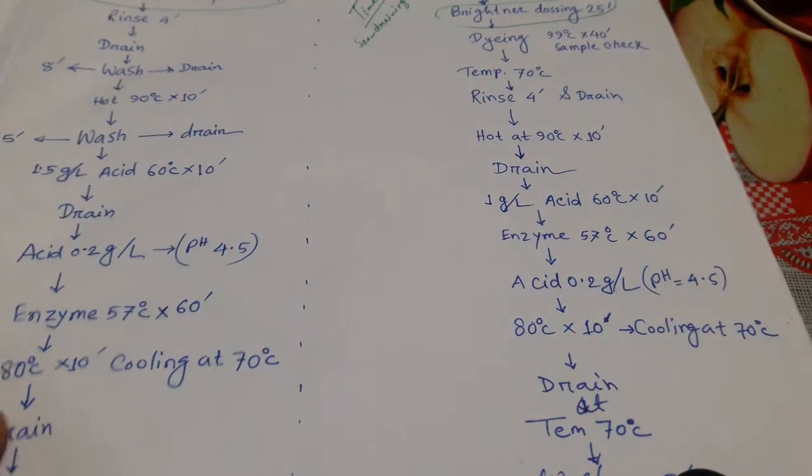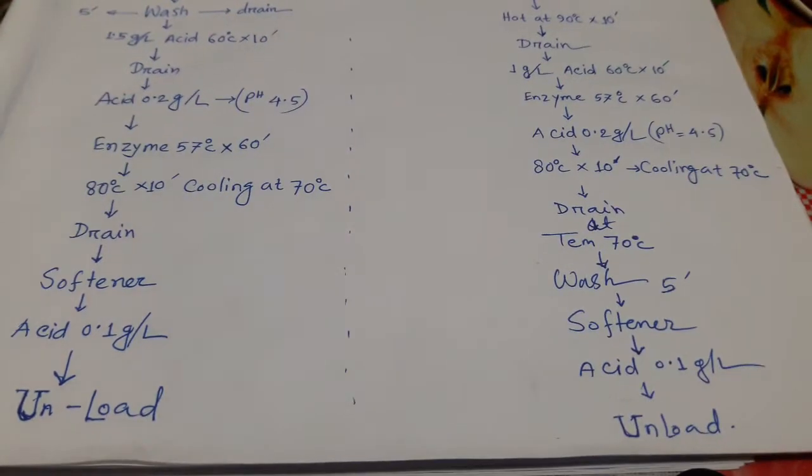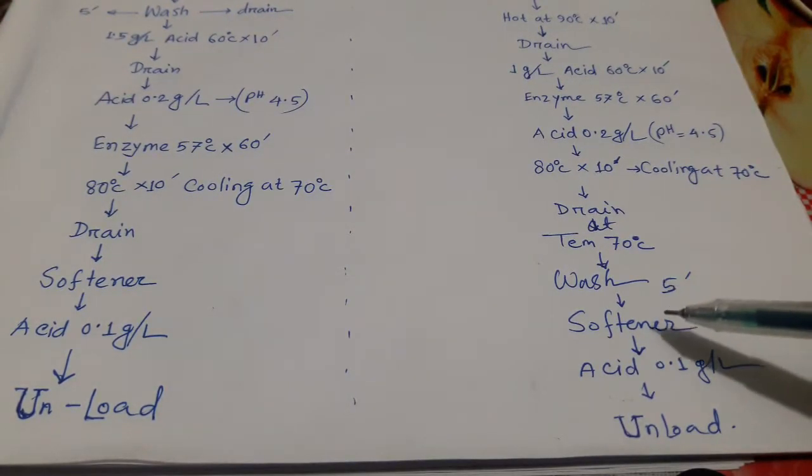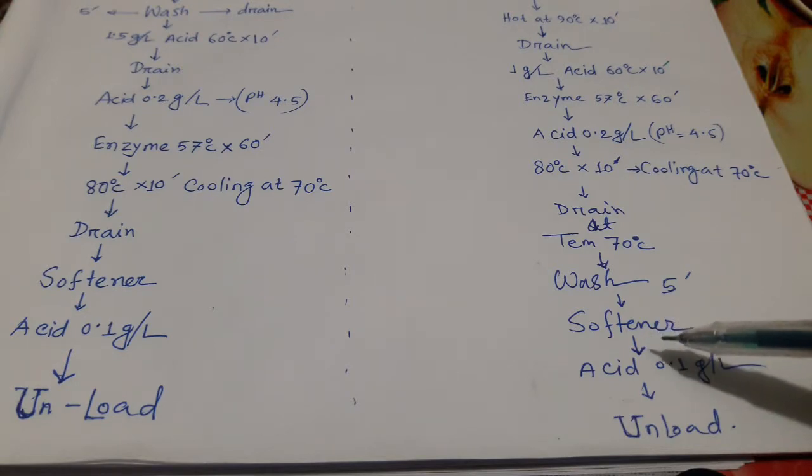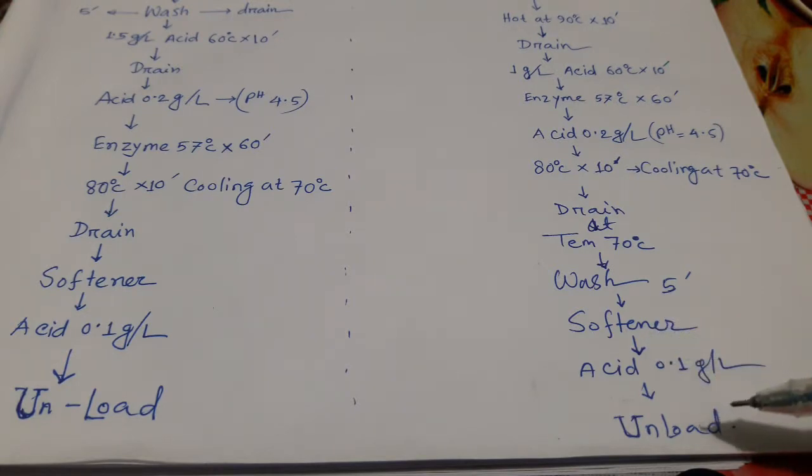After that we wash for 5 minutes. Then softener is used, after that we use acid 0.1 gram per liter, and then unload the fabric. So viewers, we have learned from here what the difference is between off-white and white processes.